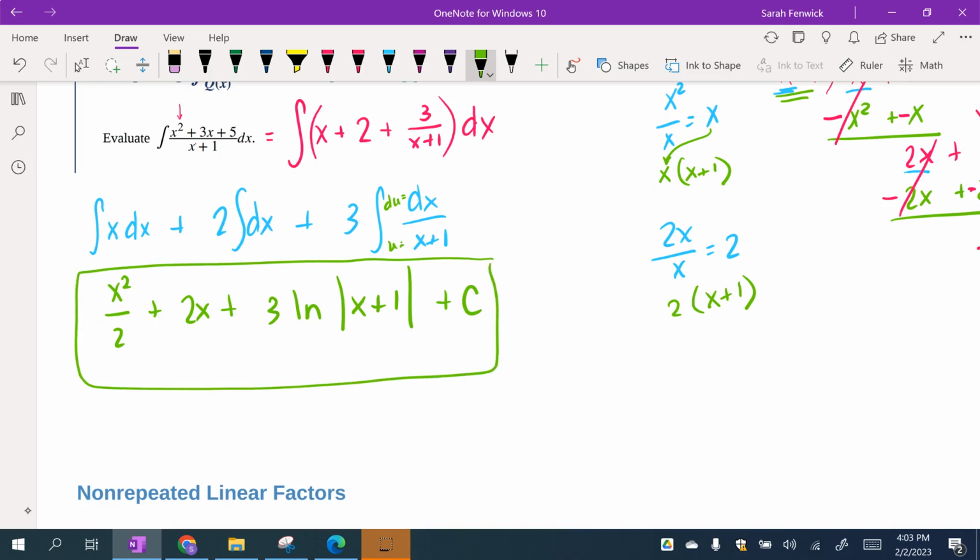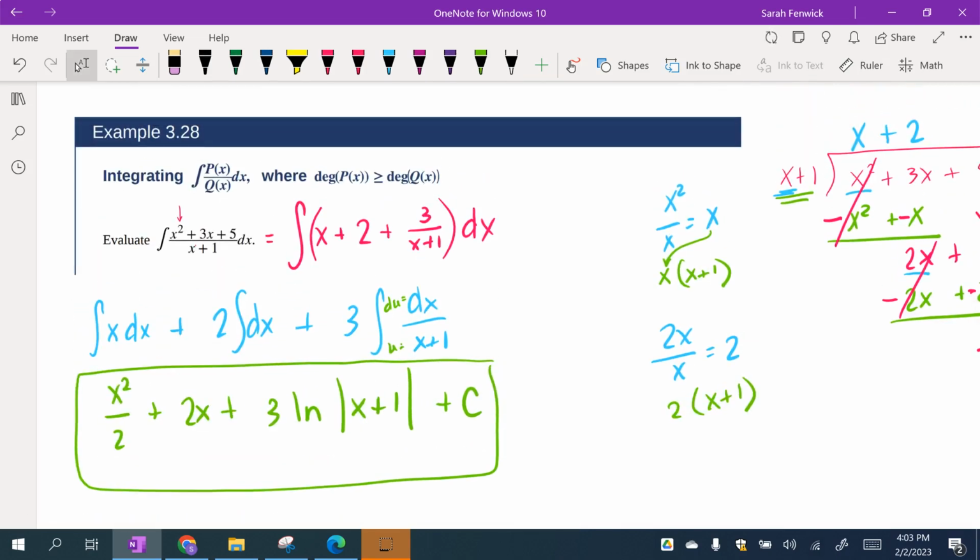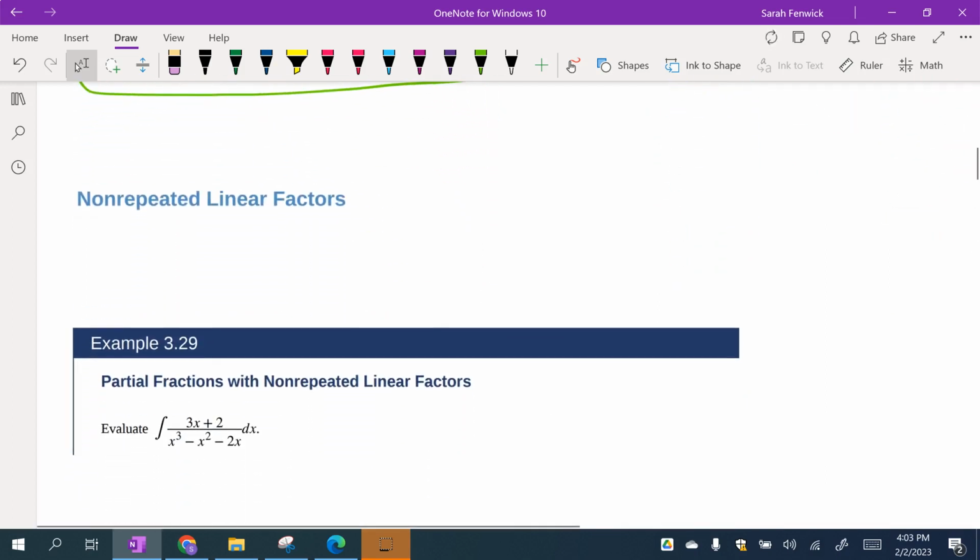The long division, just go back through the steps, walk through it piece by piece, and make sure you know how to get there. Okay? Now, we are going to do non-repeated linear factors. That just means that the factors that you get on the bottom don't repeat. Later on, we're going to do one that does repeat. This is going to be very much like the first problem that we did, but it's got a different denominator to start with. It's just got a little extra on there.